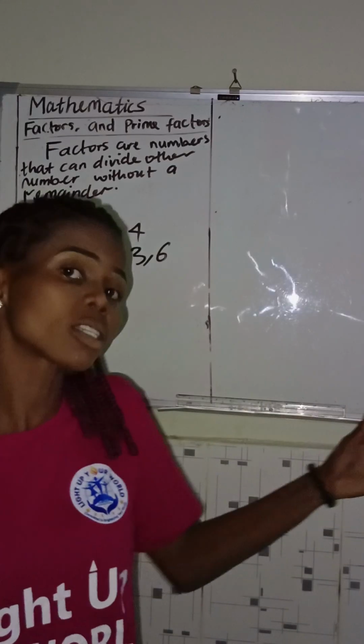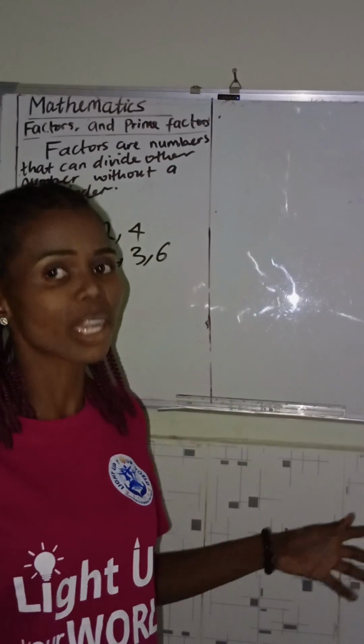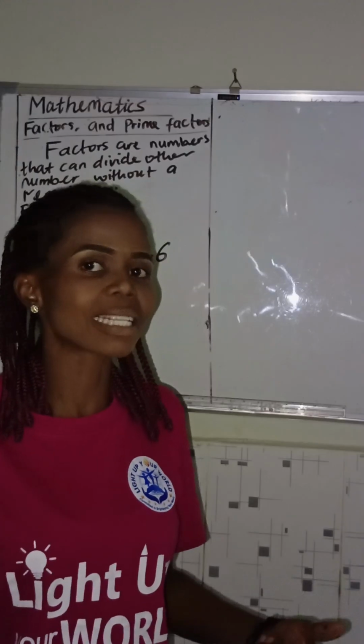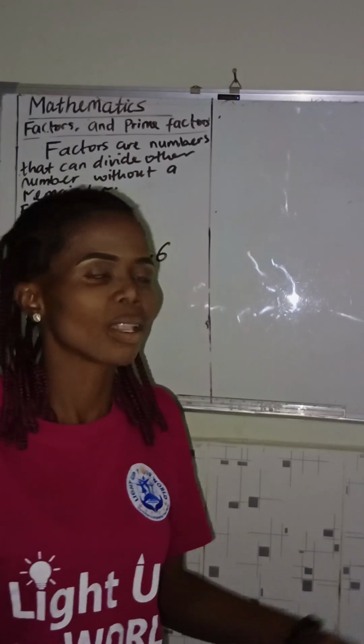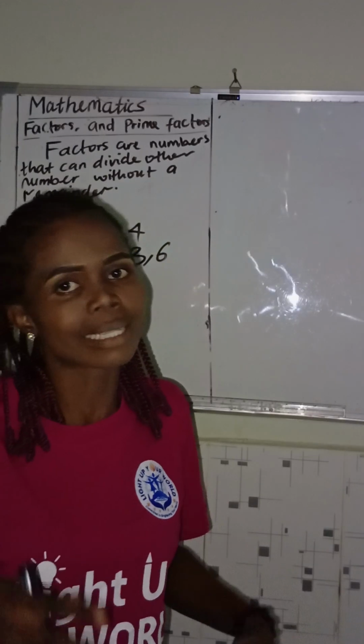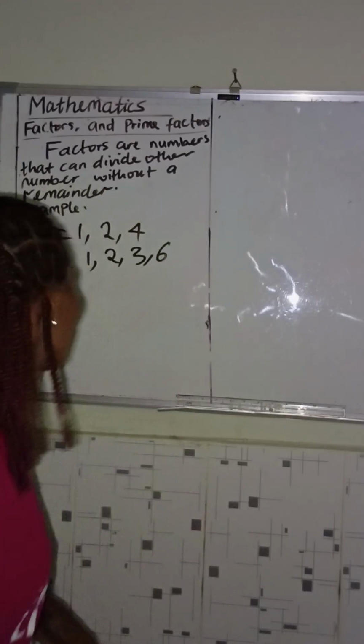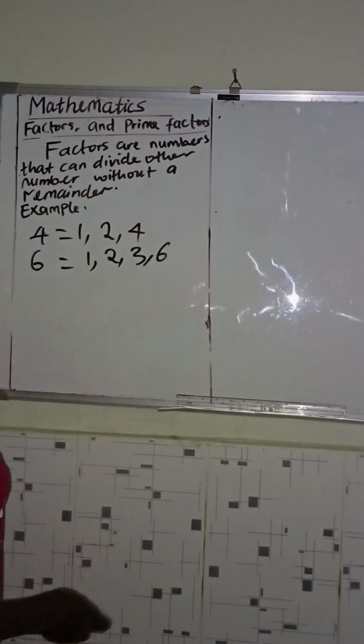Although there are special numbers, we're going to get there, but every number, 10 at the end of the day, 10 can divide 10, 1 can divide 10. 9, 1 can divide 9, 9 can divide 9. Do you understand that? Alright, so that is that.